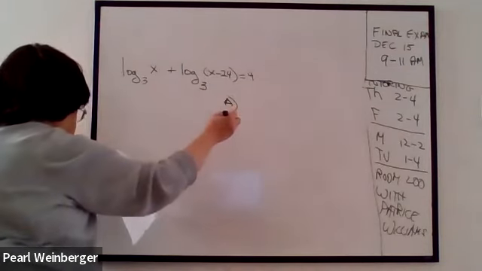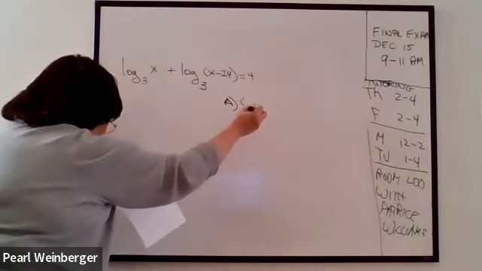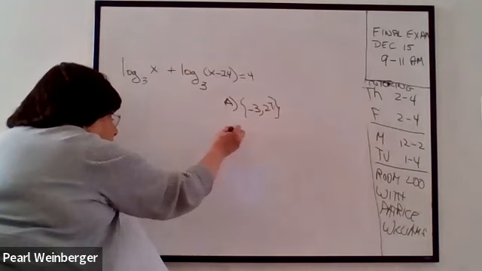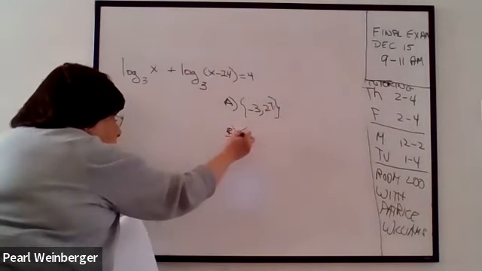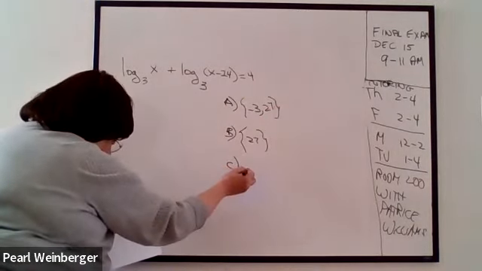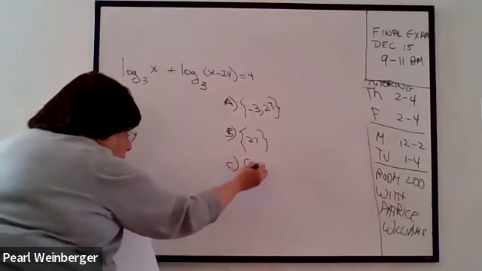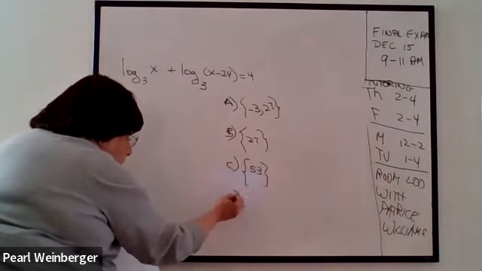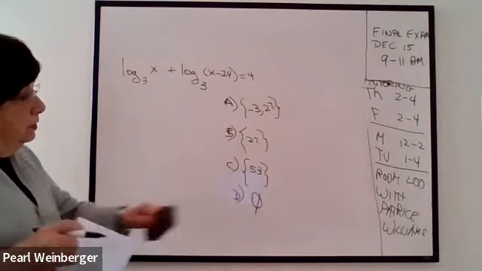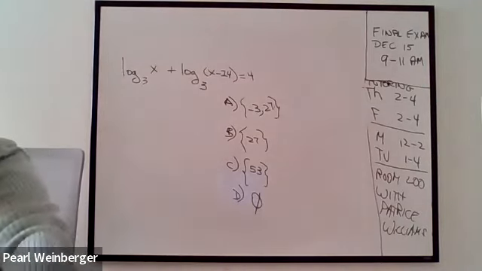Pick the right answer. I hope somebody will come up with the right answer. Negative 3 and 27. That's 27. 53. And the last answer is, remember this last symbol means no solution. See if you can come up with the right answer on that.